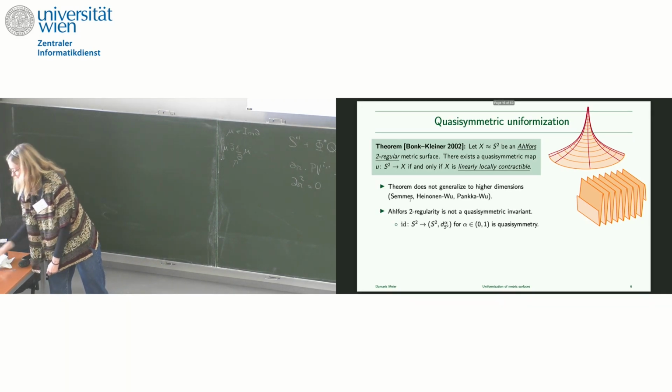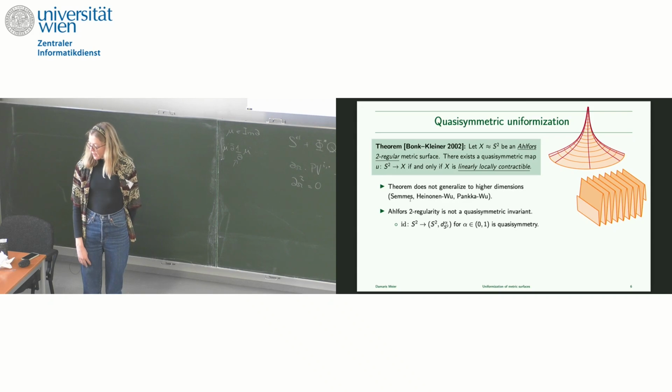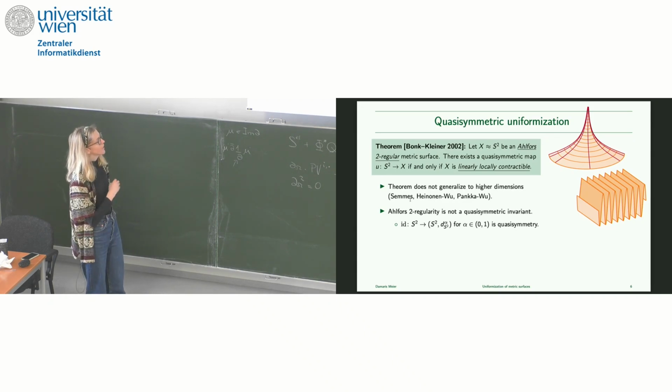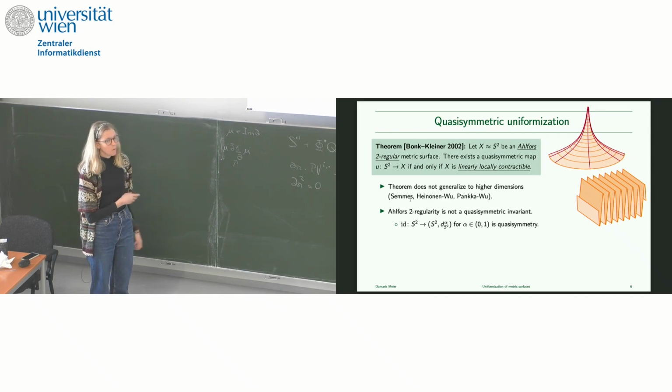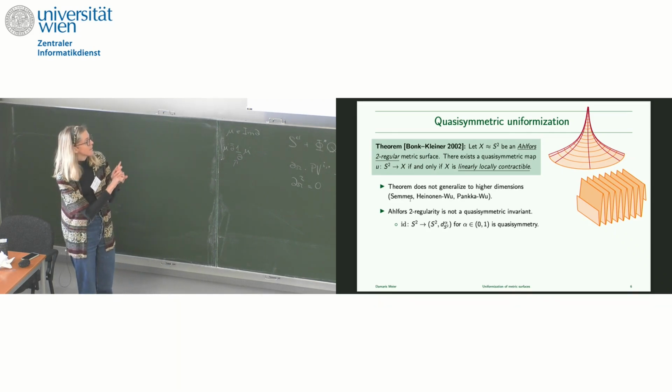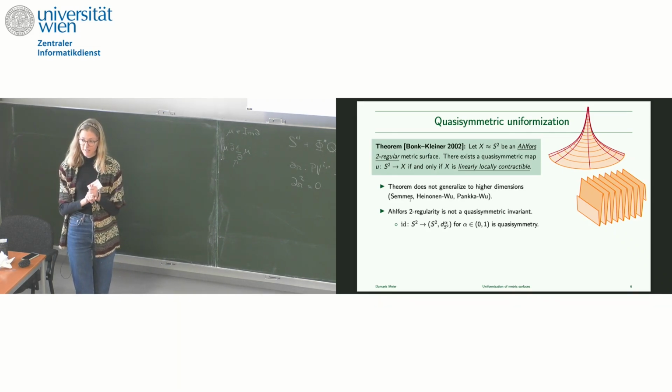Good. The second thing is, it's a very, very nice result, but somehow this alpha-2 regularity one would like to get rid of. And there are two reasons. The first reason is that it's not a quasisymmetric invariant.